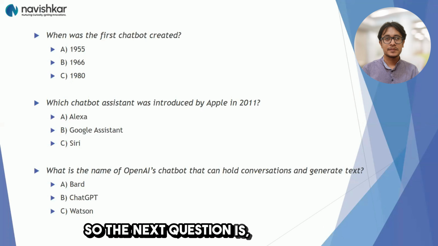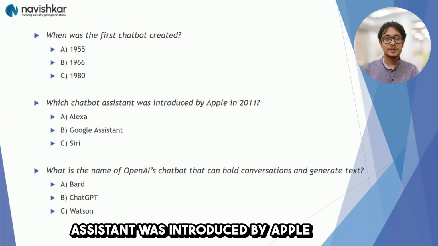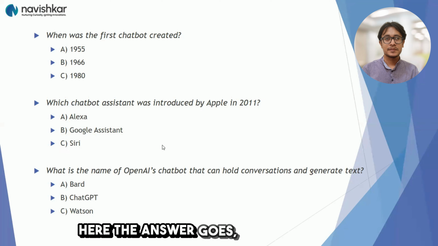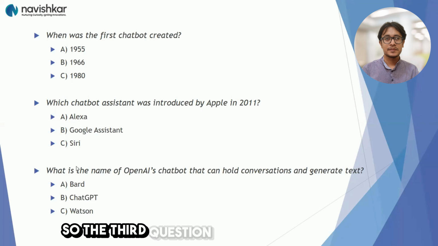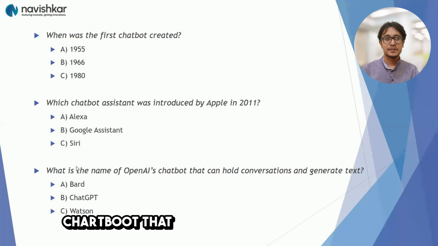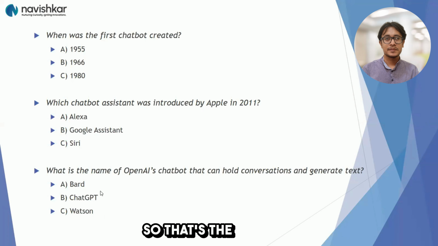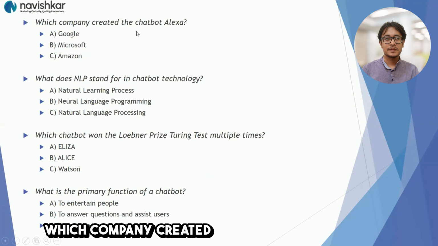So the next question is, which chatbot assistant was introduced by Apple in 2011? Anybody from the crowd can answer. Yeah, the answer is Siri. So the third question is, the name of the OpenAI chatbot that can hold conversations and generate text. So that's ChatGPT.